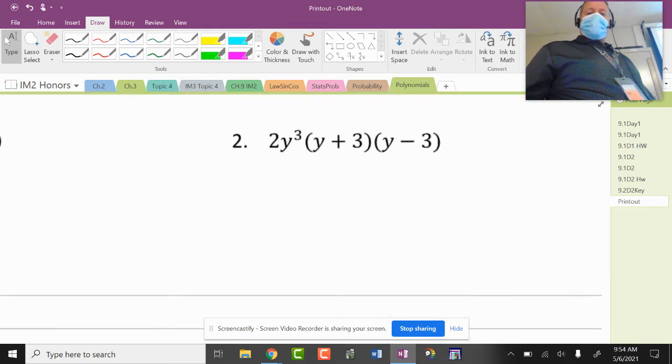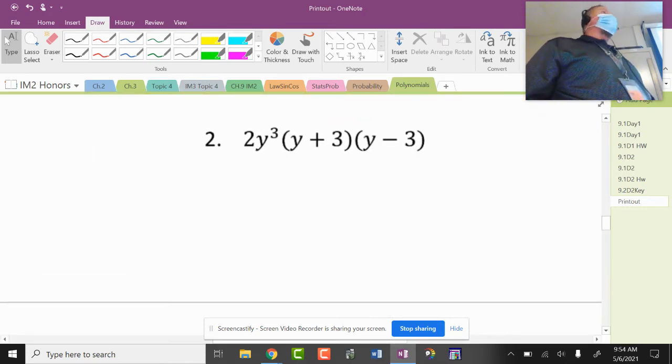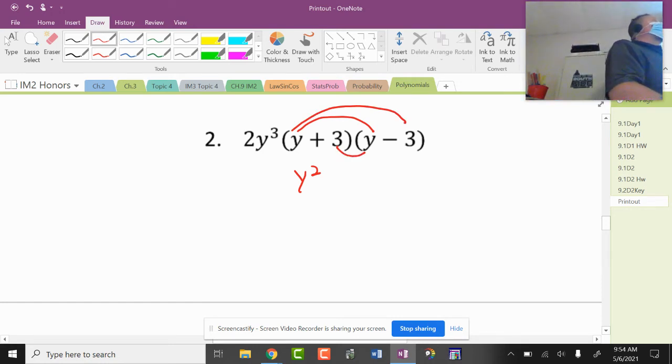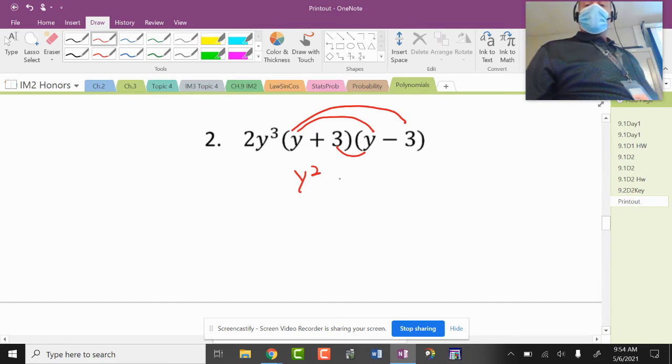I probably could do this one real quick. Hey, remember this? Y times y squared. And then what's negative 3y and positive 3y? What does that become? 0. And then negative 3 times 3 is negative 9.